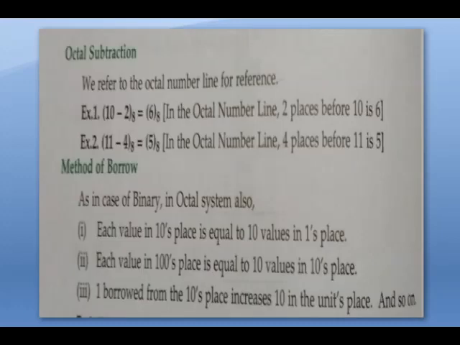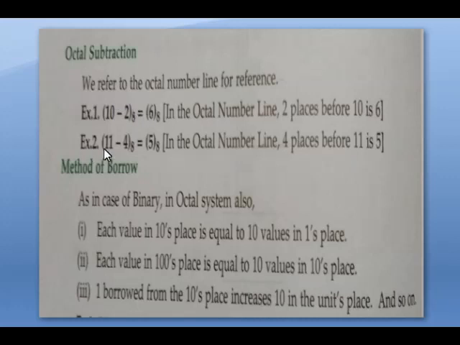The next one is octal subtraction. Here is one example, 10 minus 2. 10 minus 2 means 6. So how do you get this 6? In 10, the first digit is 0, so we are borrowing 1 from the left. So it will become 8, because it is an octal number. So 0 will become 8. 8 minus 2 is 6.